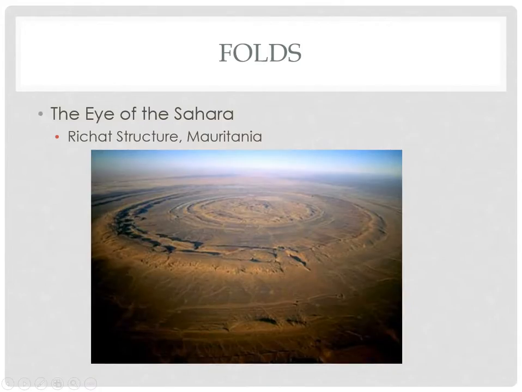Here's a great example of one of these. This is the Richat structure. It's in Mauritania. It's called the Eye of the Sahara. This sucker is enormous. It shows up really nicely on satellite images. It was debated for a long time what this was. Was it a volcano? Was it some sort of weird impact structure? But what they've decided is, if you look at the rocks, they're all tilted. It's really hard to see, but those are tilted away from the structure. This is just a dome.